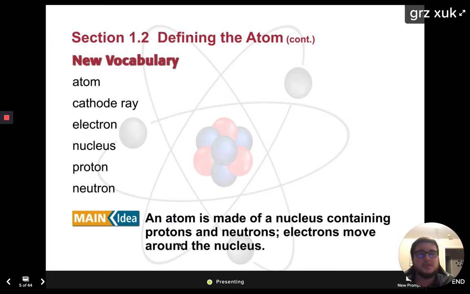Here's our main idea. At the end of the lesson, you should be able to summarize the lesson like so. An atom is made of a nucleus containing protons and neutrons, and then electrons move around the nucleus. You can look at our background here on the slides. The red and blue are protons and neutrons, and then the black dots outside of the nucleus orbit, kind of like our solar system. Think of the nucleus as the sun, and the electrons as planets orbiting the nucleus. All right, so that's what we're going to learn.